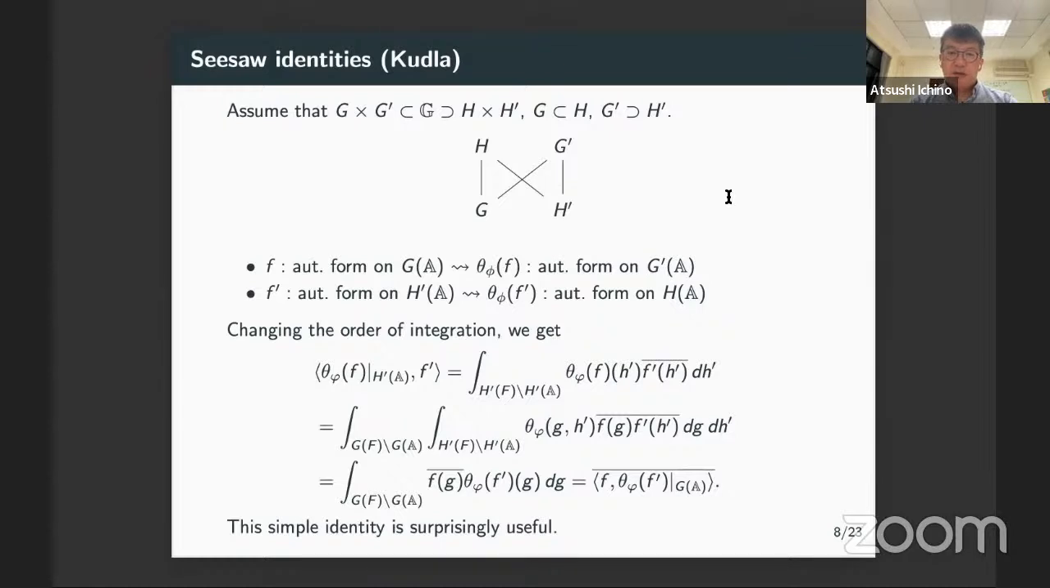By substituting the definition of theta lifting, we have the double integral over G and H prime. By switching the order of integration, and again using the definition of the theta lifting, we get the integral over G, which is the pairing between f and the theta lift of f prime restricted to G. This manipulation is very simple, but we can relate the two kinds of pairing. This simple identity is surprisingly useful, so I'll show you examples.